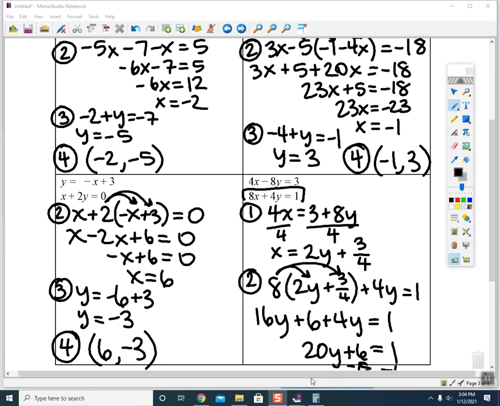All right, so these are what you should have gotten for your answers for the other 3 here. Go ahead and fix whatever it is that you need to fix. But you should have gotten these as your answers. So let's go ahead and look at the last page here quick.